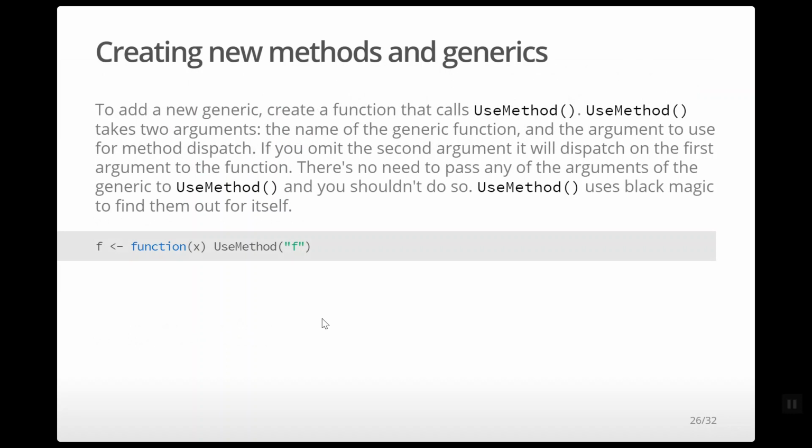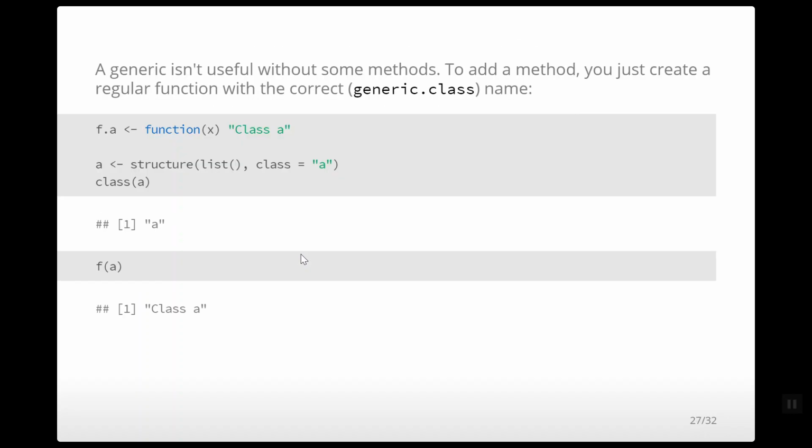Okay, what if we want to create our own generic functions? We can do that too, and maybe we'll need to talk about this some more. Here I'm going to create a function called f, and this is going to be a generic function that says UseMethod. This is all it takes to make a new generic function: the function is going to be UseMethod("f"). So what does this do? This then requires us to create specific functions for different class types.